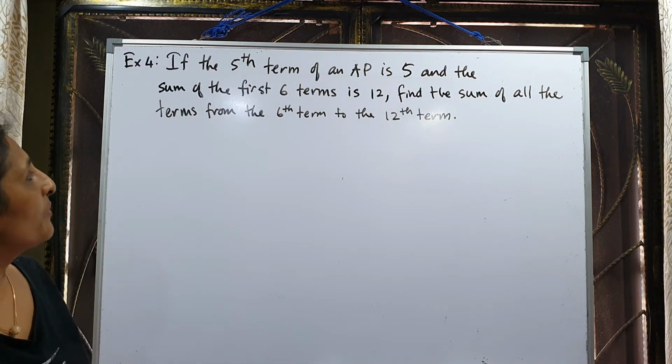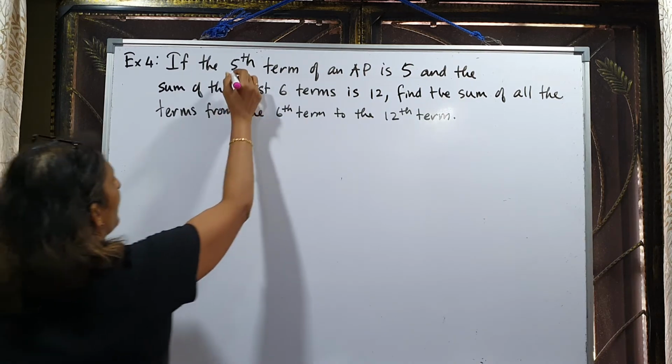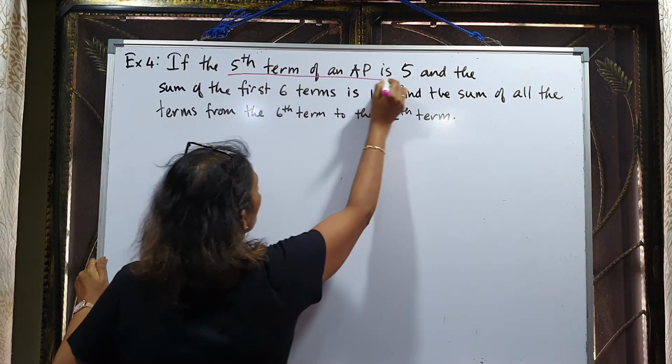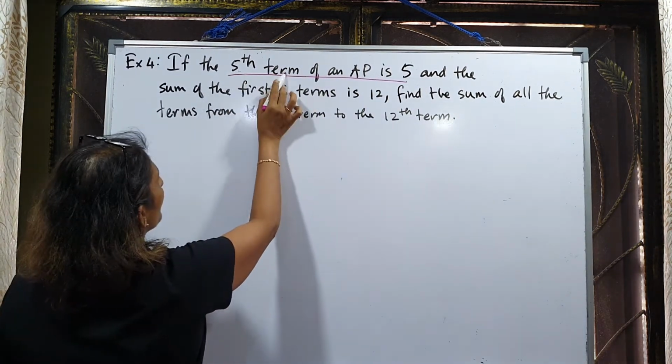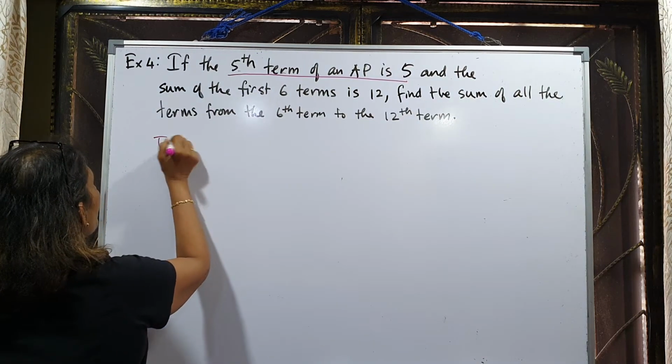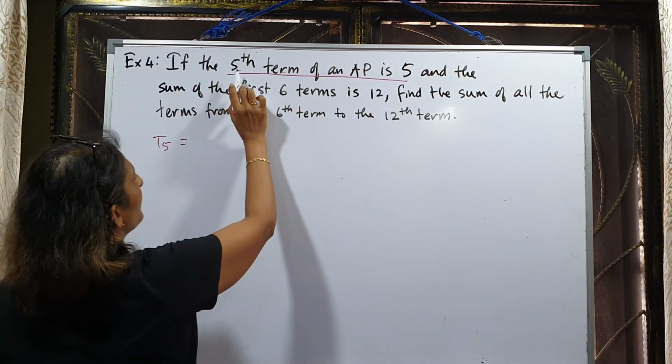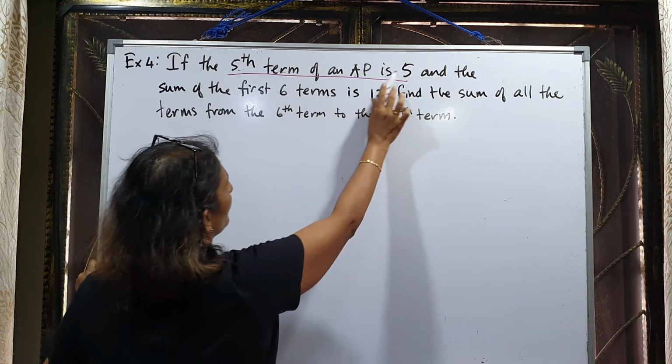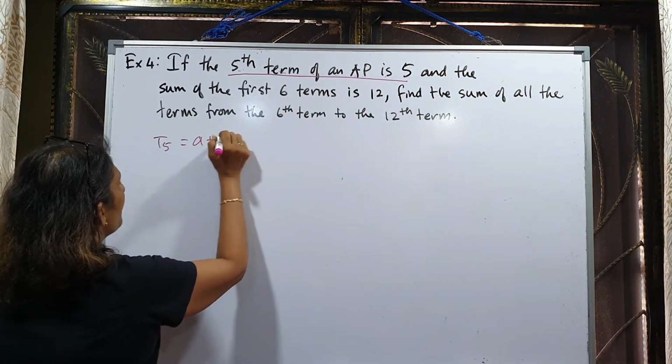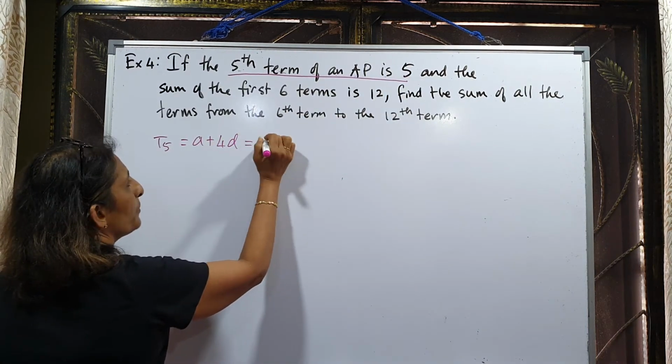If the fifth term of an arithmetic progression is 5, okay, let's underline this. The fifth term means T5, right? They've given you that the fifth term of the progression is 5. That means T5 is 8 plus 4D, and you can put equals to 5.